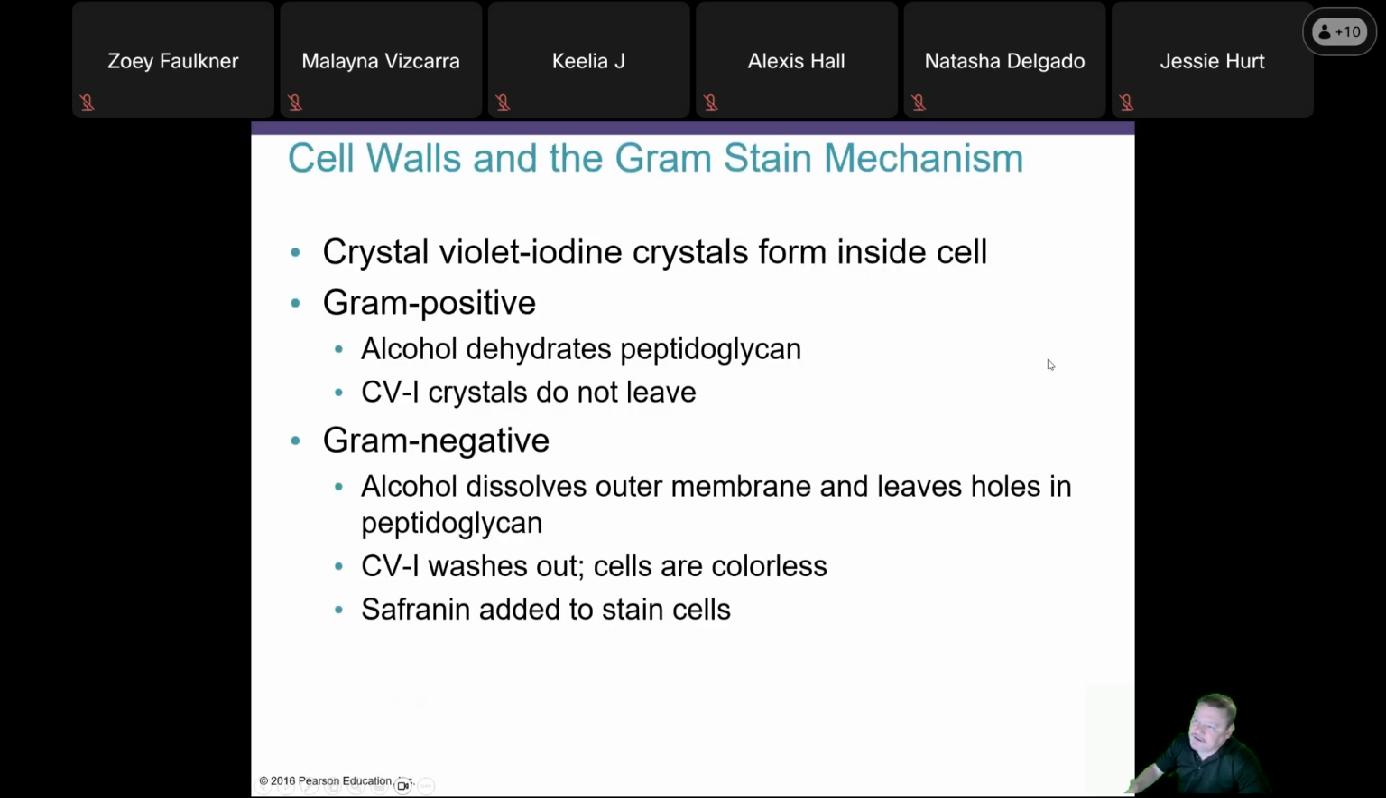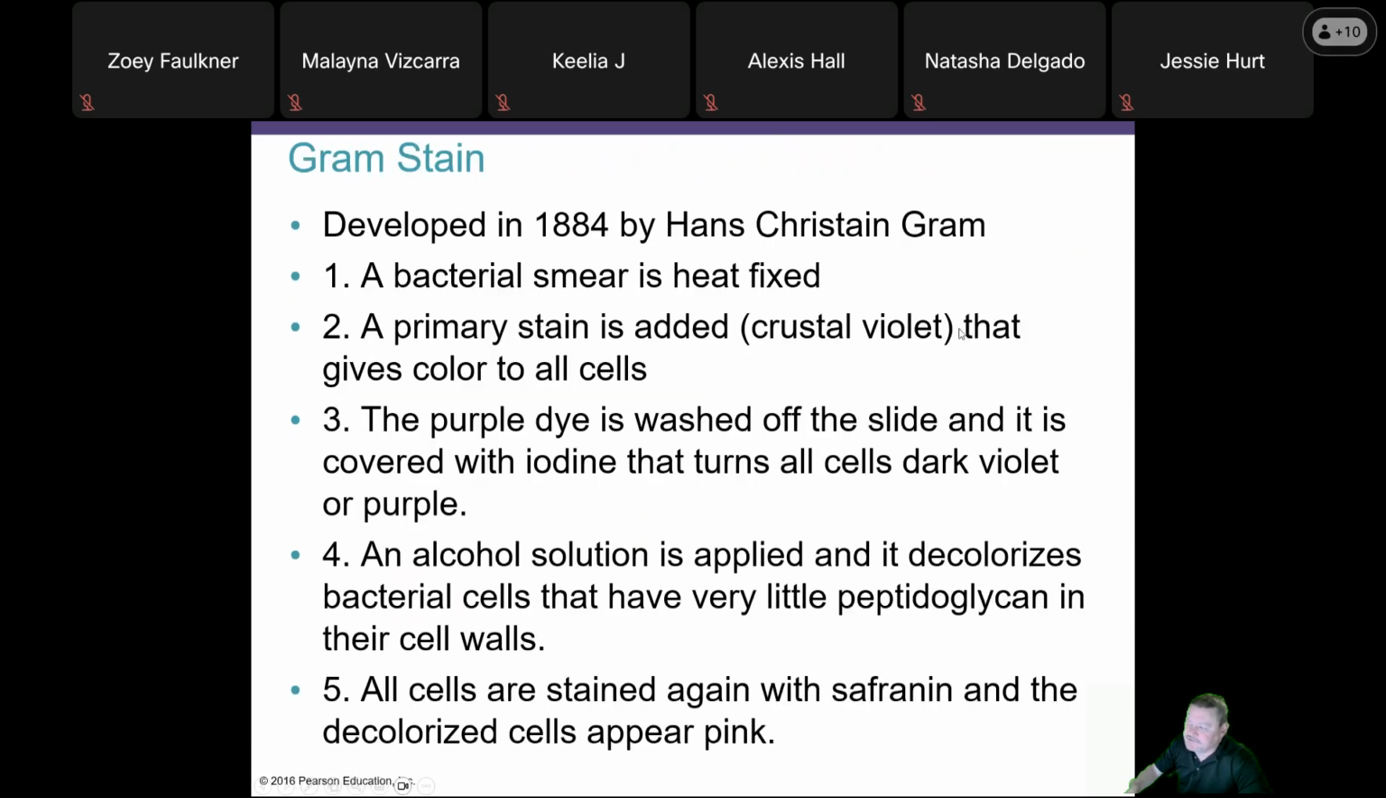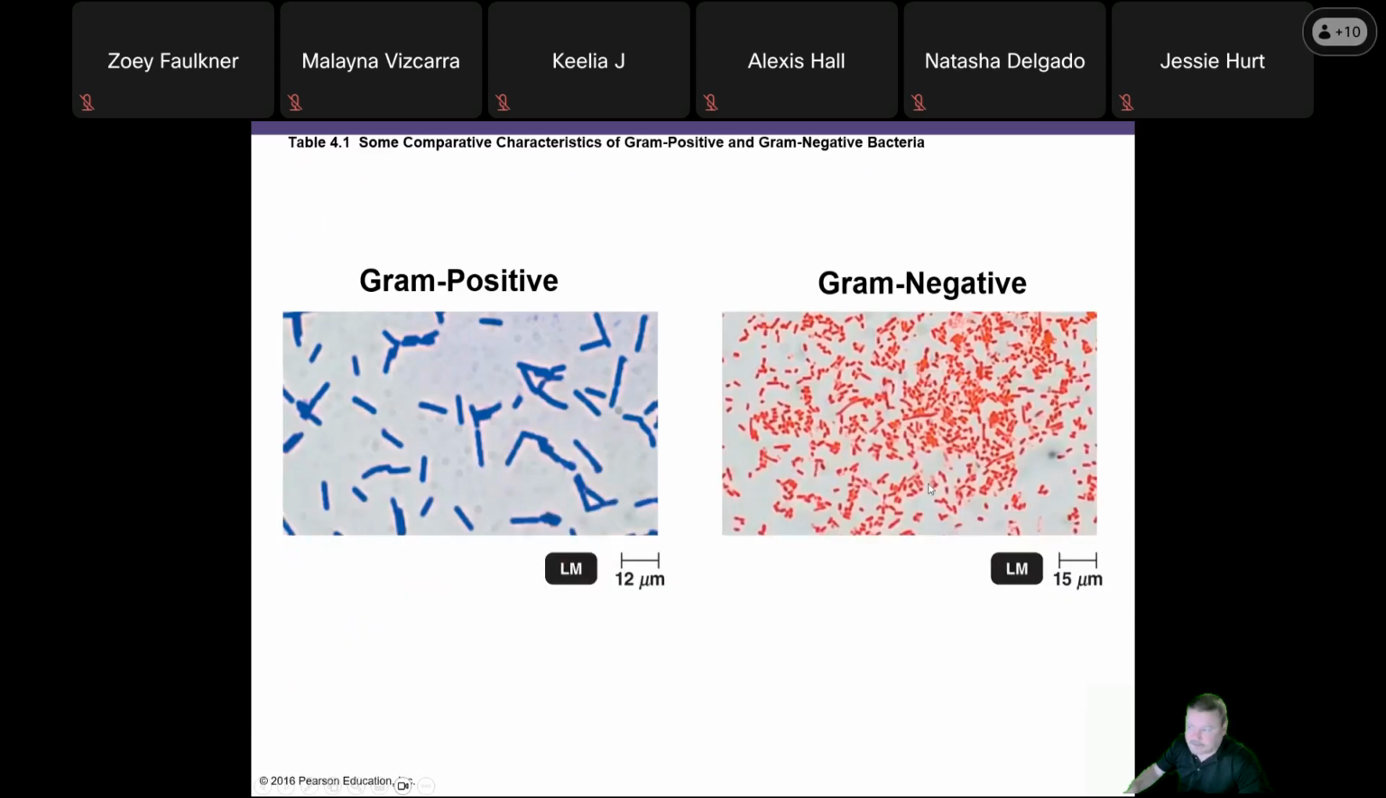Now, when we look at gram-positive versus gram-negative, I'm just going to skip over this because there's no reason to go through it. You're going to do this in lab, all right? So I'm just going to show you the end result. Basically, you heat fix your slide. Then you put a primary stain on. Then you put what's called a mordant, which is the iodine. That's going to lock in that stain. And then you take a counter stain and stain it again. If it's gram-positive, it's going to appear purple. If it's gram-negative, it's going to appear pink, right?